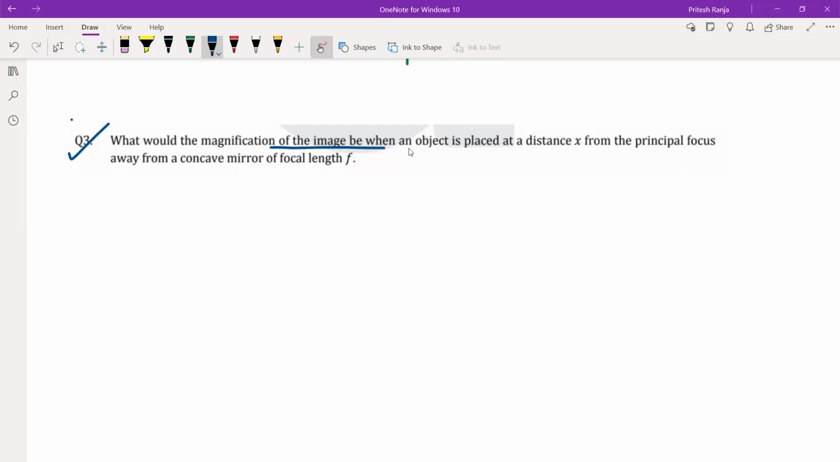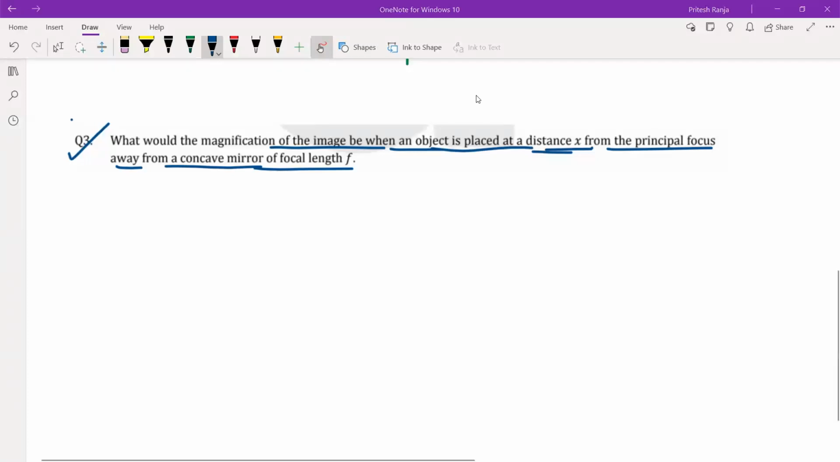What would be the magnification of the image when the object is placed at a distance x from the principal focus away from a concave mirror of focal length f? This answer Angha will give. Till the time the answer is not completed, we will not go to the next question. So quickly do this one.